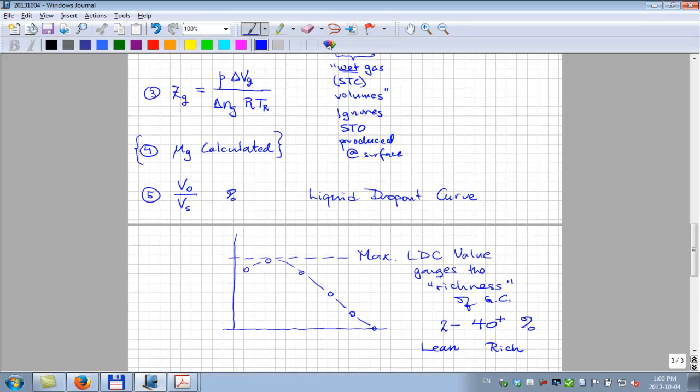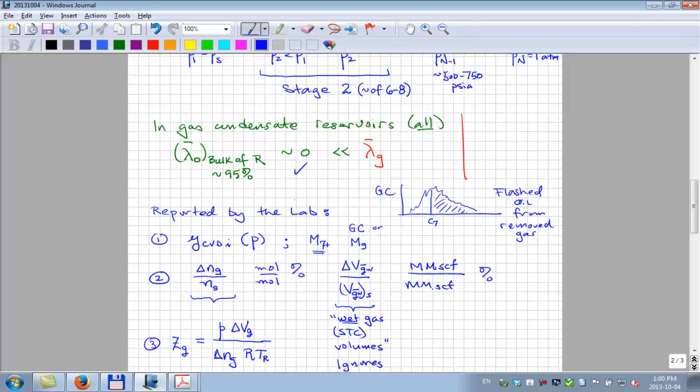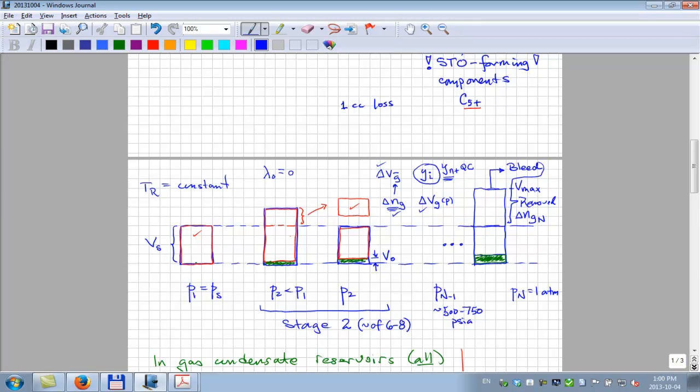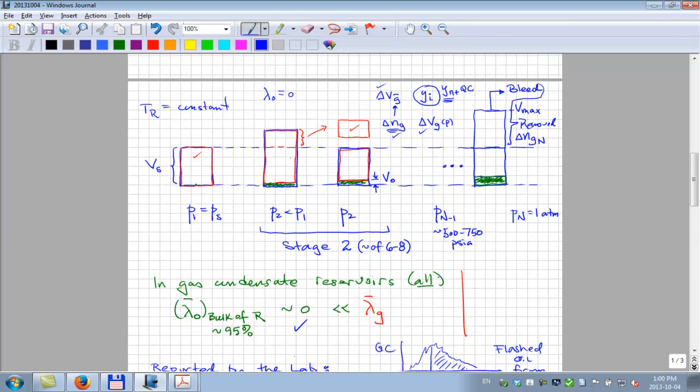Okay. So that's pretty much this experiment. So we'll go ahead and take a break, and then we'll look at actual data from such a test.